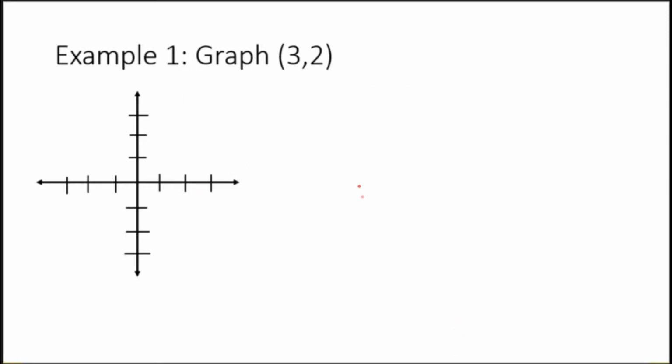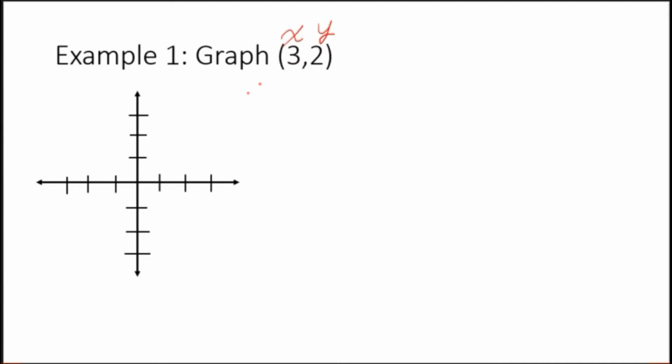Okay. So for our first point, we're going to graph the point (3, 2). We want to remember that this is the x coordinate and this is the y coordinate. So this number is how far we're going to go from the origin in the x direction, and this number is how far from the origin we're going to go in the y direction. So let's try that out.